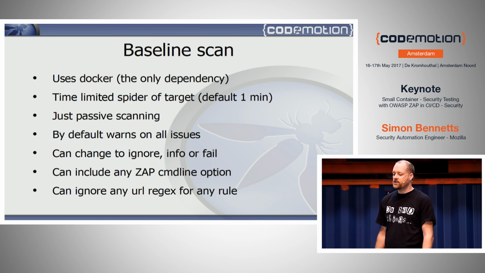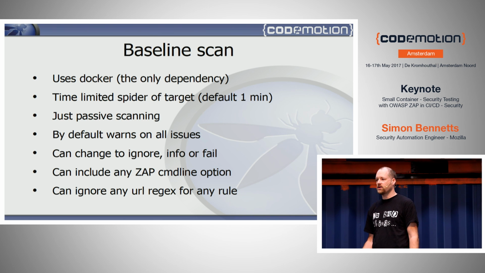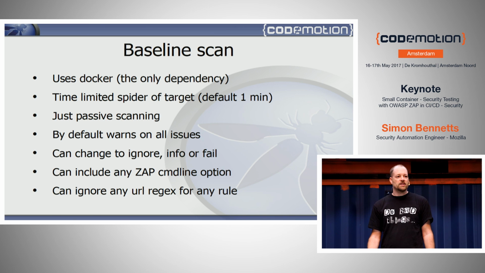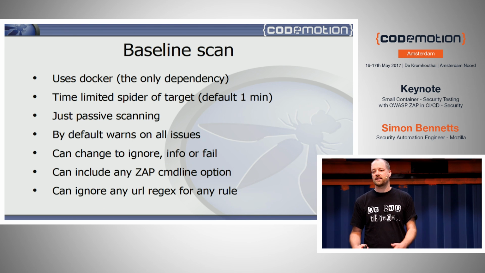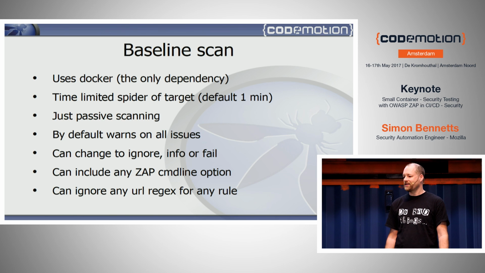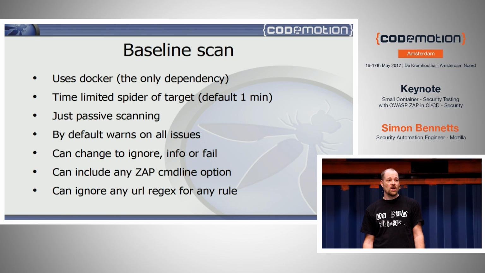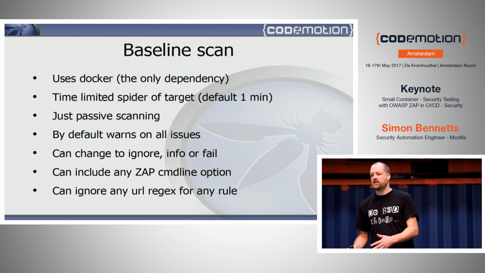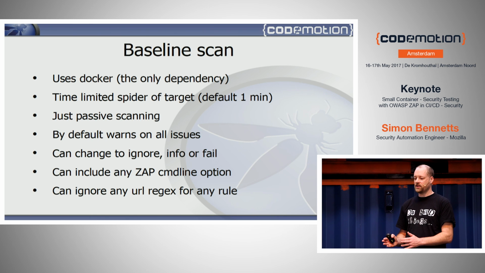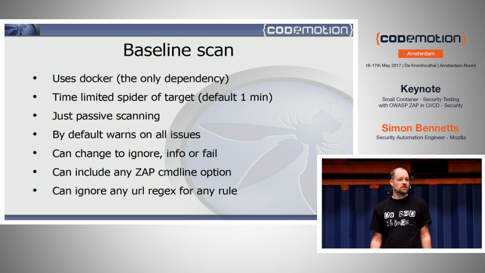And what it'll do is it'll do a time-limited spider of the target. We limit the time because some applications can be massive, particularly ones that are data-driven. So at Mozilla, we've got things like addons.mozilla.org, which takes about 40 minutes to spider and then many, many hours to active scan. So what we wanted to do is have something that was very quick, so we limit the spider to 1 minute. You can still find 600 odd pages, something like that, depending on the speed and size of your application.